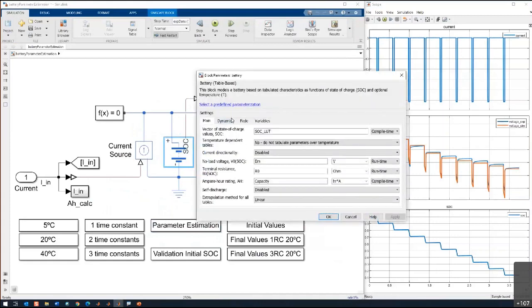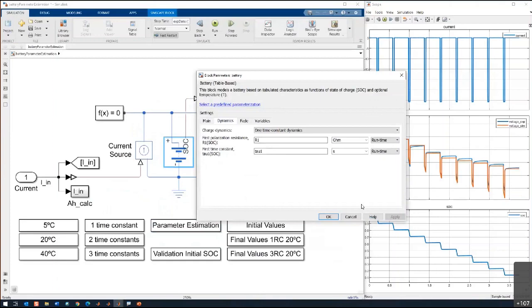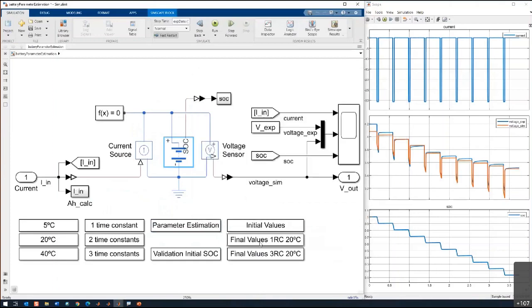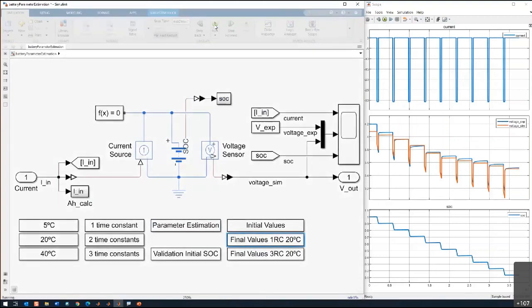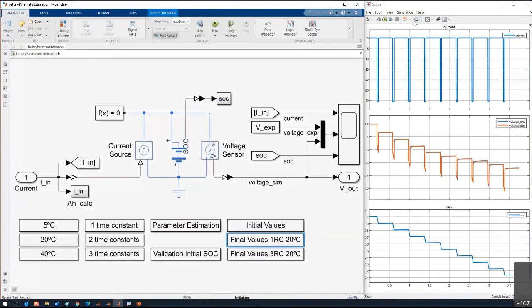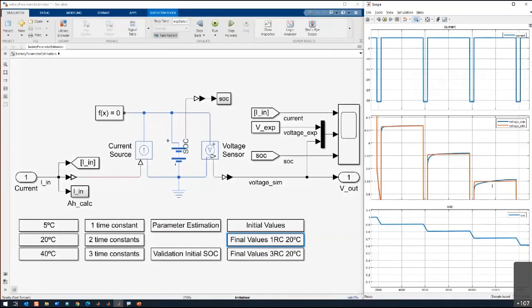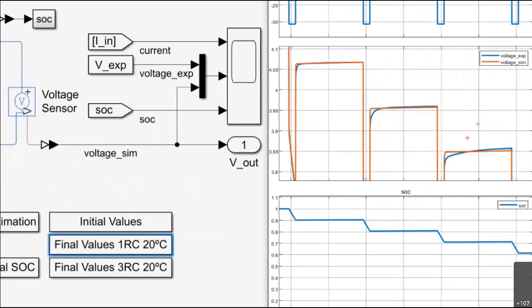So you can see here, I should have shown this at the beginning, but this is a single time constant equivalent circuit, right? So with this shortcut, I am going to load the final values, give it a go again, and you will see that if I had waited enough time, this would have been where the optimization ends. And take a look at this, right? The problematic relaxation was not captured well with a single equivalent circuit model.